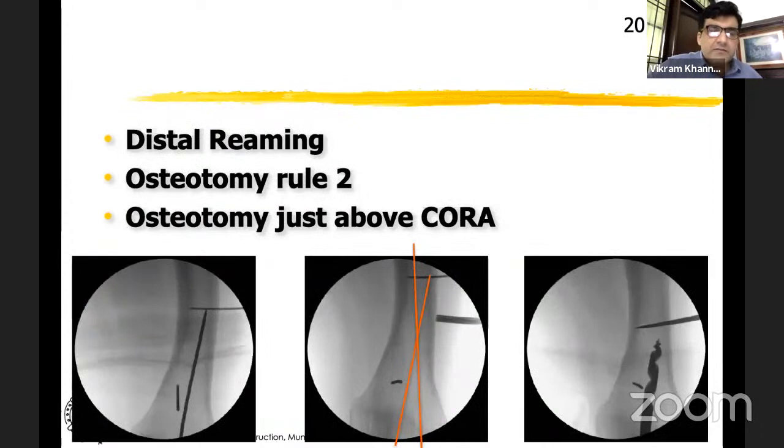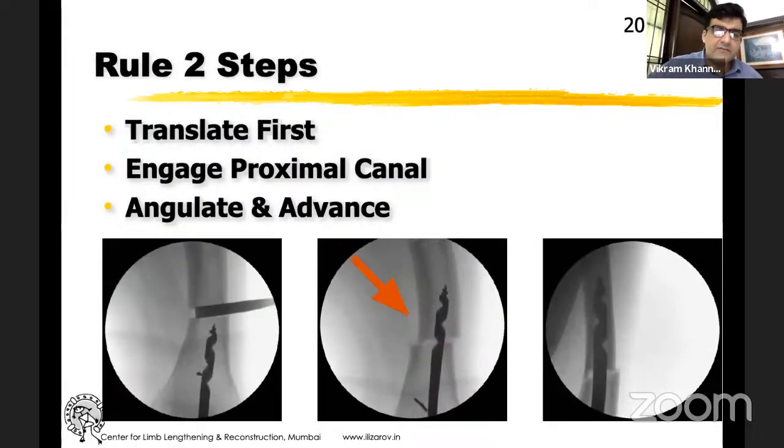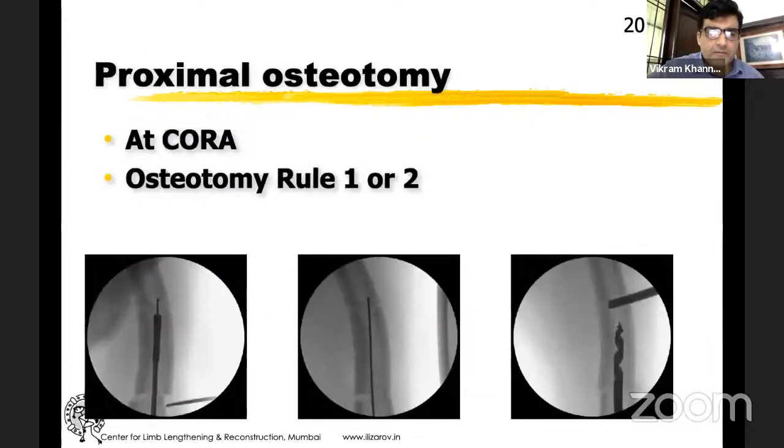Since the osteotomy was planned above the level of the CORA, we decided to go with Osteotomy Rule 2, and hence translation was done. The fragment was translated, and then the straight reamer was progressed proximally, and then it was angulated to correct the bowing deformity. Now, this was followed by passing the guide wire, and as soon as it hit the next CORA at the predetermined level, another osteotomy was done.